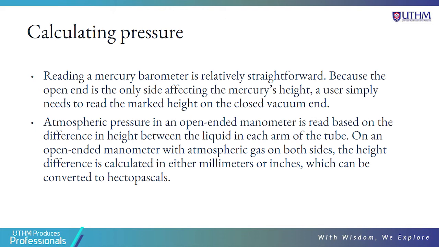While for manometer, atmospheric pressure in an open-ended manometer is read based on the difference in height between the liquids in each arm of the tube, or on an open-ended manometer with atmospheric gas on both sides, the height difference is calculated in either millimeters or inches, which can be converted to hectopascal.